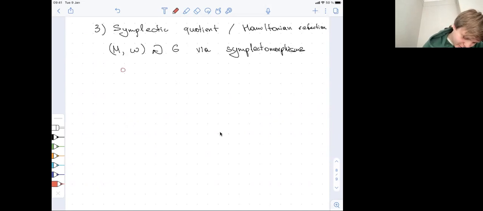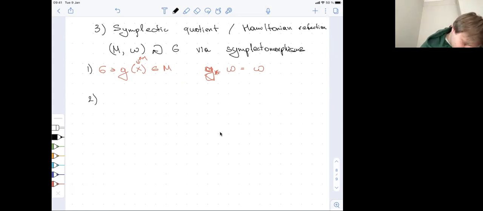For any element g from group G, we have a map g of x. We can act on any point in M and obtain another point in M. And the thing is that the pullback of this map preserves the symplectic form. Then another important thing about such a group action, so it's a symplectic group action, is that I want to require that G acts in a Hamiltonian way.